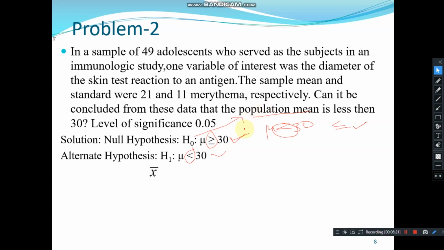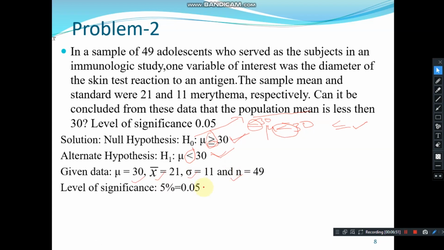And one more thing, you should make sure that the null hypothesis H naught always has the equality sign, so take care of it. Now if you take less than 30 for H naught, there is no equality, so the same less than 30 we choose as the alternate hypothesis. Opposite to that, greater than or equal to 30 is the null hypothesis. Now we have the population mean 30, the sample mean, the standard deviation, and the size of the sample.